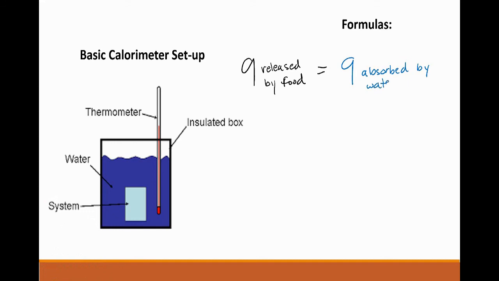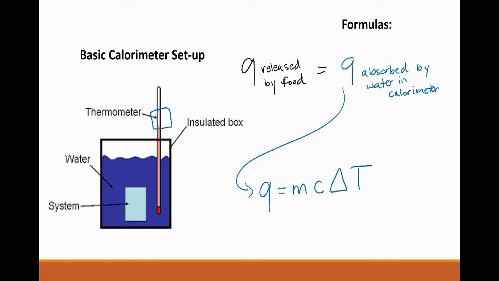So let me write that down. The heat released by the food is equal to the heat absorbed by the water in the calorimeter. Now, because the food is in the box, we can't measure it directly. So what we're measuring is what's related to the water. If we expand this side of our formula, the heat absorbed by the water is equal to mcΔT. Each of these is specific to the water. The m is the mass of water in the calorimeter, measured in grams.